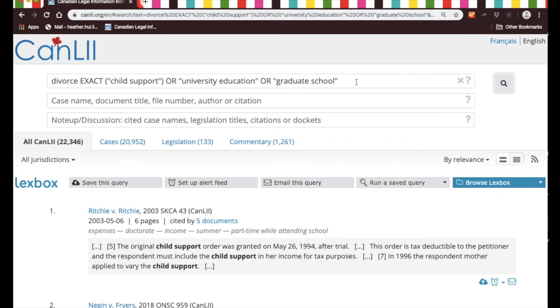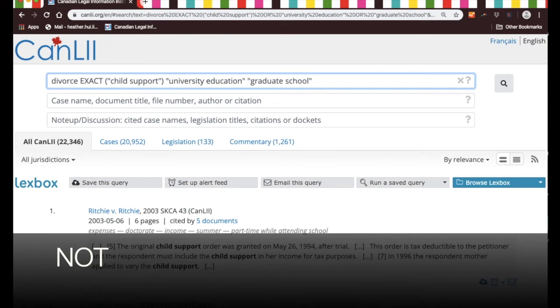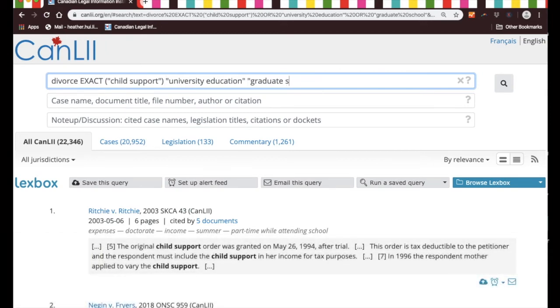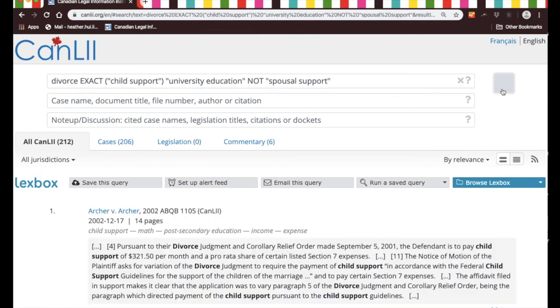Now, the final operator I want to introduce you to is the word not. Let's say you're still on this topic of child support obligations as it relates to university education, but you want documents that only talk about this, and you don't want documents that have to do with spousal support. So you would enter not in big capital letters, and you have to be careful that it must be in capital letters for this particular operator. And then you put in spousal support, the phrase in quotation marks, and let's take a look.